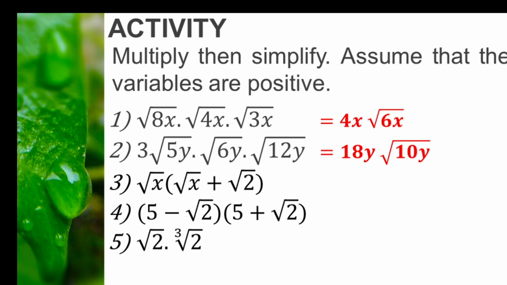Number 3, square root of x times the quantity square root of x plus the square root of 2. So therefore, we have x plus the square root of 2x. Number 4, 5 minus the square root of 2 times 5 plus the square root of 2. We have 23. Number 5, the square root of 2 times the cube root of 2. We have the 6th root of 32.